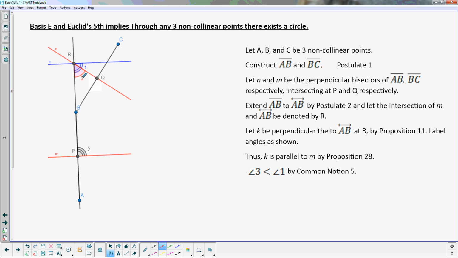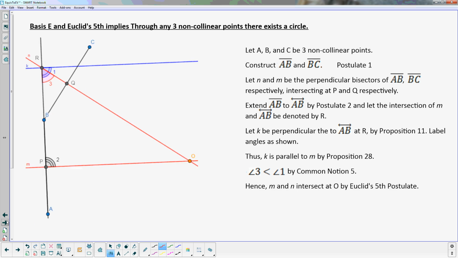And then one thing to note is that angle 3 is less than angle 1 by common notion number 5, just that the whole is greater than its parts. And so we need that in order to show that I have angles 2 and 3, which add up to less than 2 right angles. And by Euclid's fifth postulate, since angles 2 and 3 add up to less than 2 right angles, then lines N and M will intersect at point O, which has to be to the right of line AB, and that point O is later going to turn out to be the center of our circle.